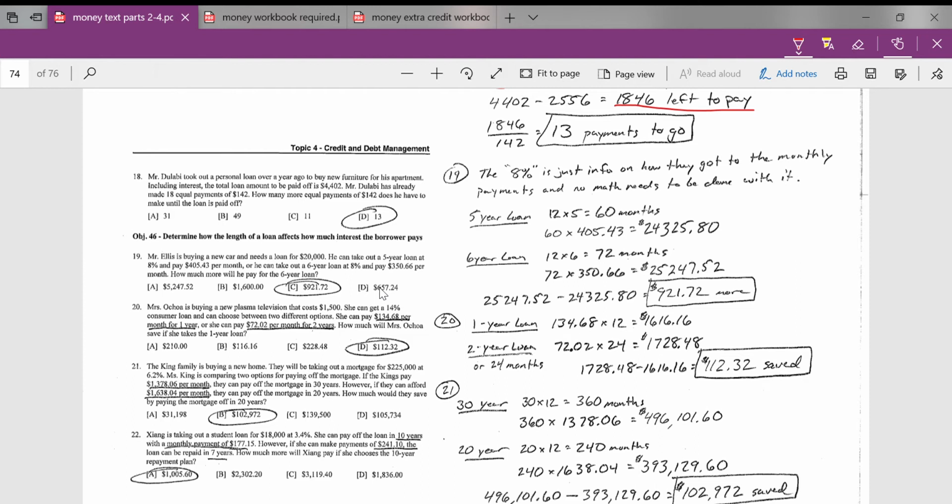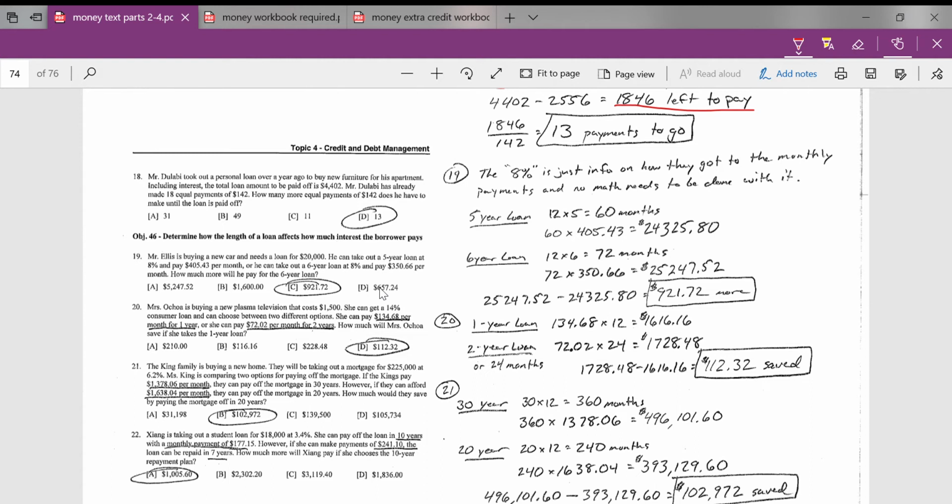Okay, so number 19, he's buying a new car and needs a loan for $20,000. He can take out a 5-year loan at 8% and pay $405.43 per month, or he can take out a 6-year loan at 8% and pay $350.66 per month. How much more will he pay for the 6-year loan?